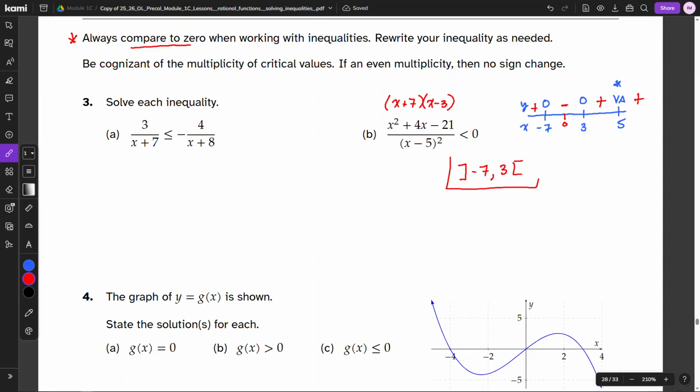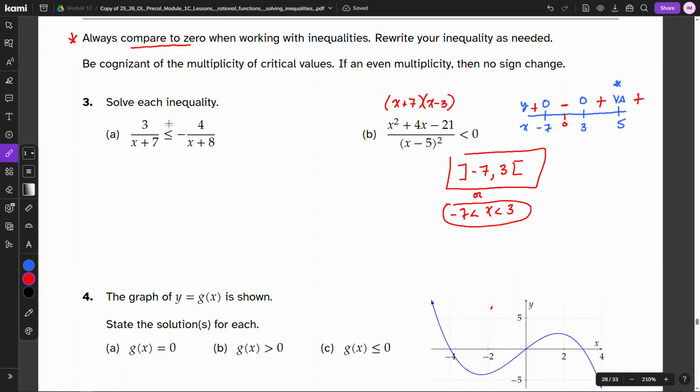and +3. All right. If you prefer to use inequality notation, that is perfectly okay. All right. But please make sure that your answer is clear.